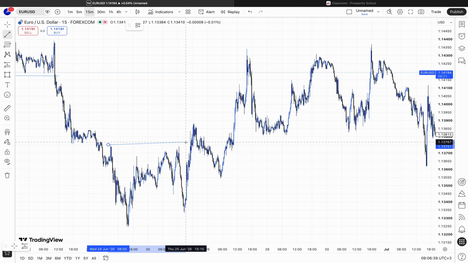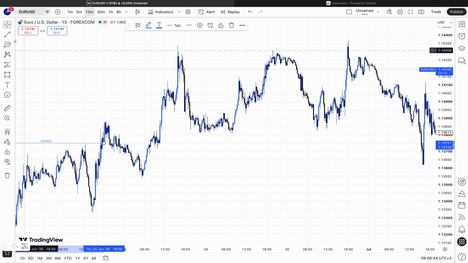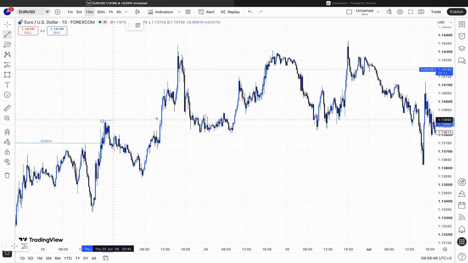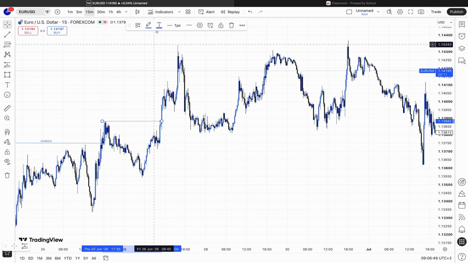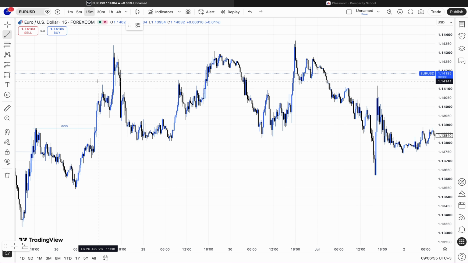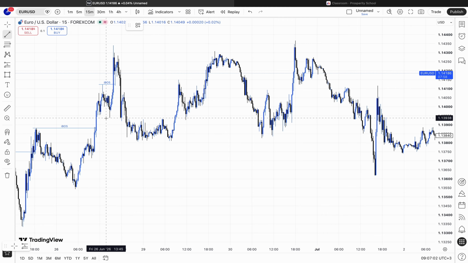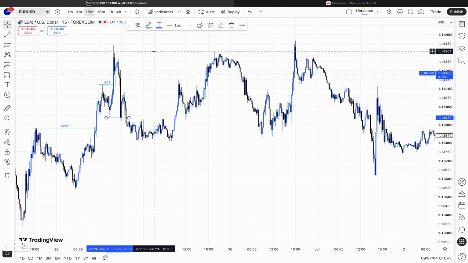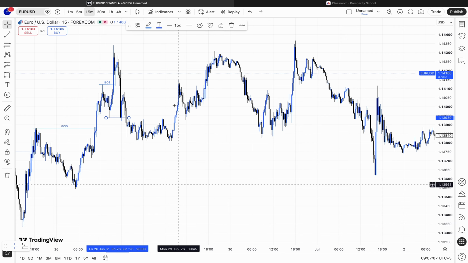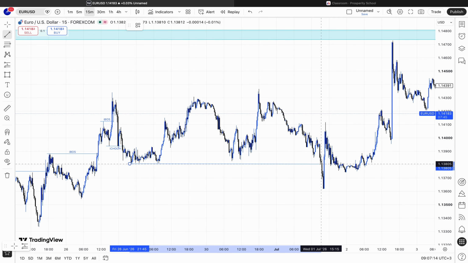So from here, we had our change of character to the upside. This time it's internal market structure, not external. Then you had a continuation to the upside, and then from here, a breakout structure to the upside. And then you had a change of character to the downside. Then from here, the sweep, then a continuation to the downside.